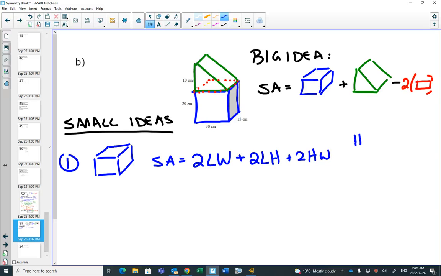And then off to the side, every time we have a formula, it's good to list what we know. I know my height is 20 centimeters. I know my length is 30 centimeters. And I know my width is 15 centimeters. Now, what if you decided the length was the 15 and the width was the 30? It wouldn't matter, because you can turn a rectangular prism to make whatever side your height. The formula will still work for you.